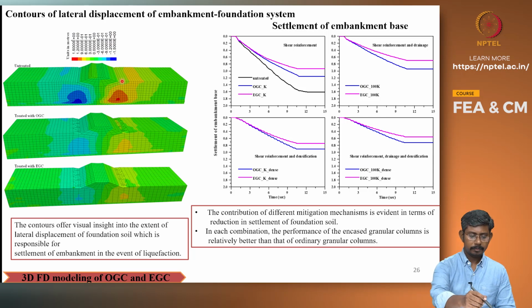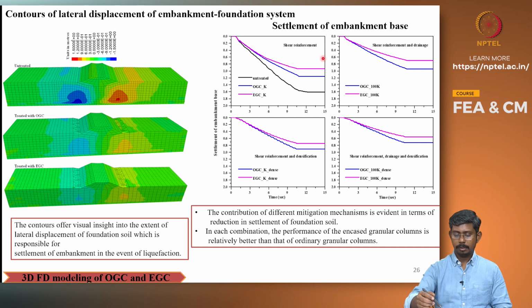It can be seen here with the lateral displacement contours for untreated ground. There is a significant lateral deformation of foundation soil below the toe of the embankment, whereas that for OGC is low and for EGC even better. So this offers a visual insight into the performance of the ordinary and encased granular columns in terms of the settlement of foundation soil. It is plotted for different combinations of the mitigation mechanisms. It can be seen that the encased granular columns perform consistently better when compared to the ordinary granular columns.